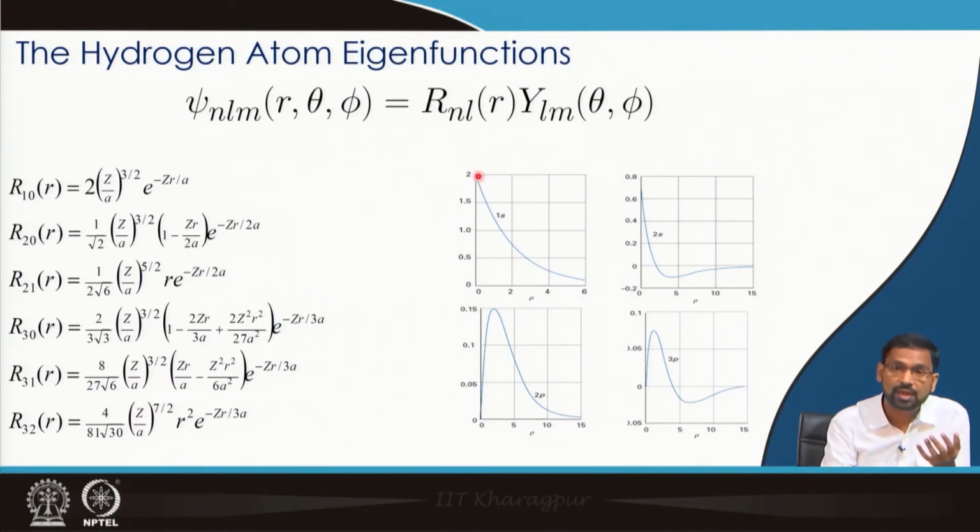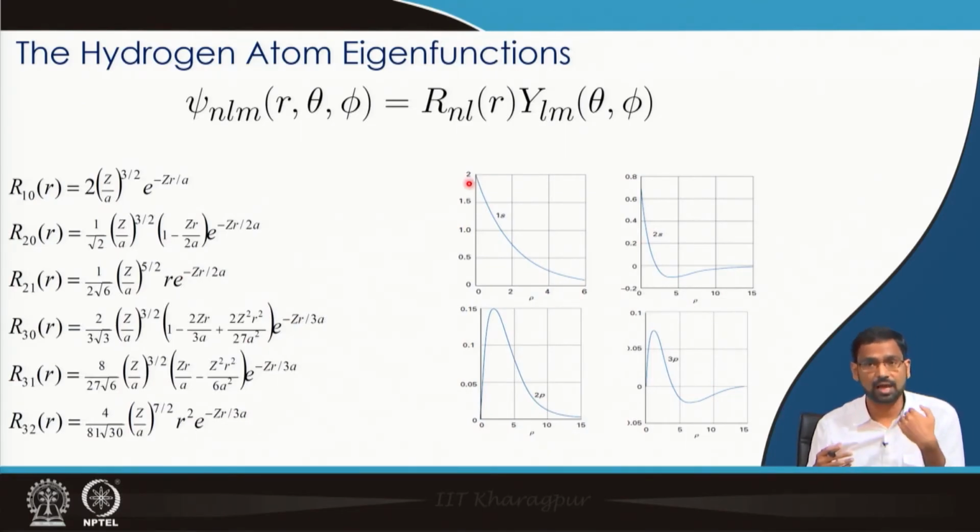But mind you, you may get confused by this finite value of the radial part of the wave function at r equals 0, which suggests as if the electron is sitting right on top of the nucleus. We will resolve that issue, because this is only the radial part of the solution. This is not the probability density. But look at the exponential decay of this function.